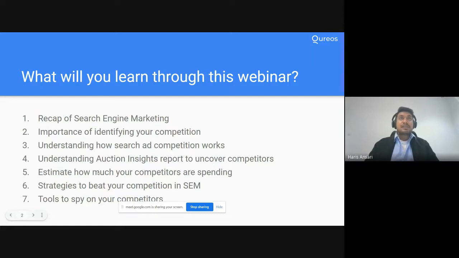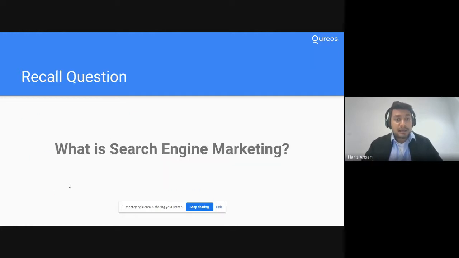Then we will see how much our competitors are actually investing in the market, how much they are investing in search campaigns. In the last, we will conclude with the strategies which we can use to beat our competition in search engine marketing, and some of the tools which we can actually get help from in order to achieve our goals. So I'll quickly begin by asking a question to everyone, and anyone can respond to it.